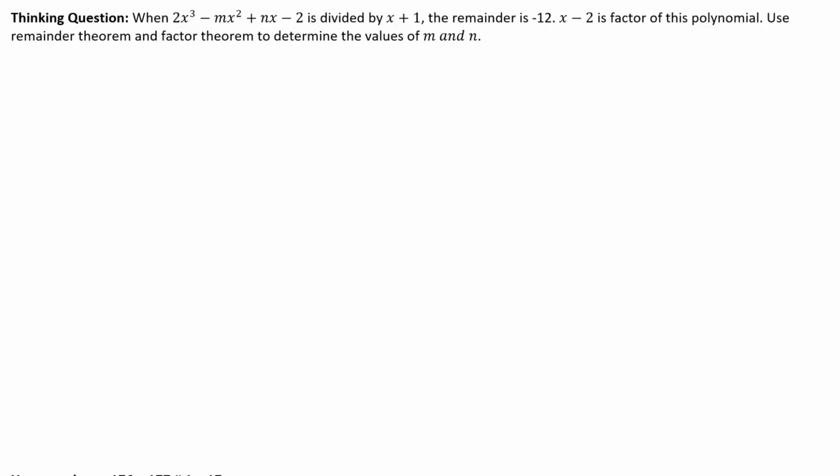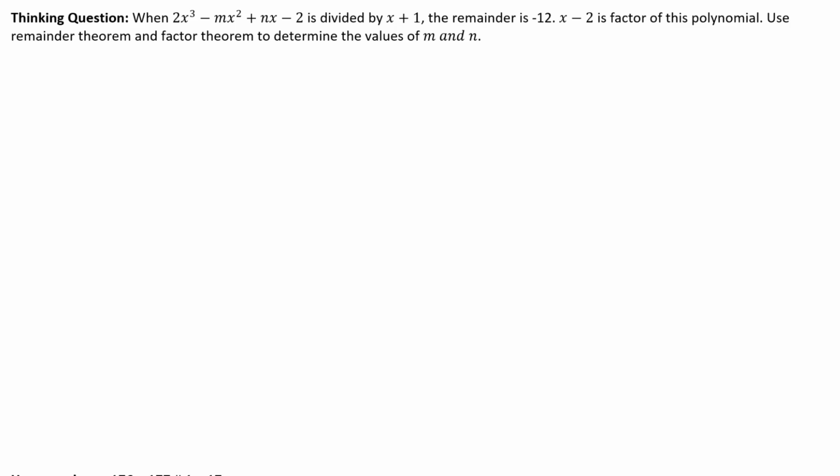This final question is a great example of a thinking question. So when 2x cubed minus mx squared plus nx minus 2 is divided by x plus 1, the remainder is negative 12. When you divide by x minus 2, you get a remainder of 0 because x minus 2 is a factor of this polynomial. So we're going to use remainder theorem and factor theorem to determine the values of m and n.